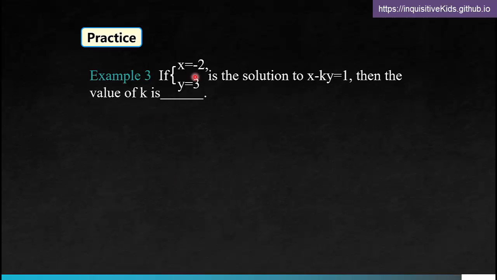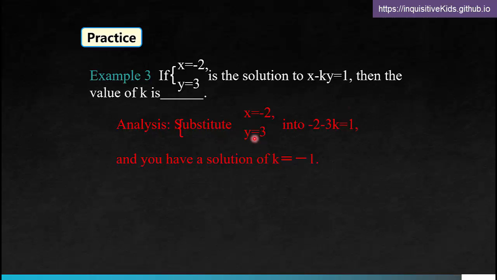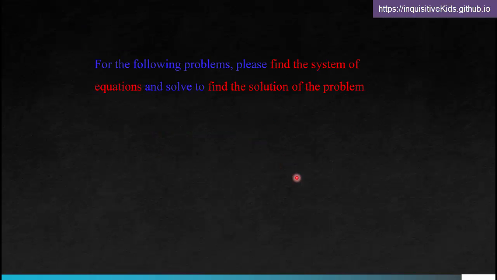Example 3. If x is equal to -2 and y is equal to 3, and this is a group of solutions, and that's the solution to x minus k, y is equal to 1, what is the value of k? Well, you already know the values of x and y, so why not just substitute this into here? So after substitution, you will have the solution of k is equal to -1. For the following problems, please find the system of equations and solve to find the solution of the problem.